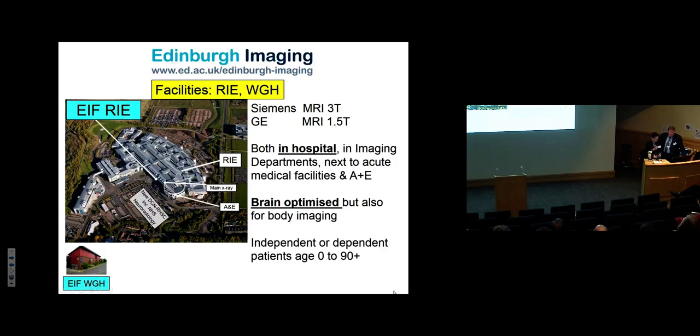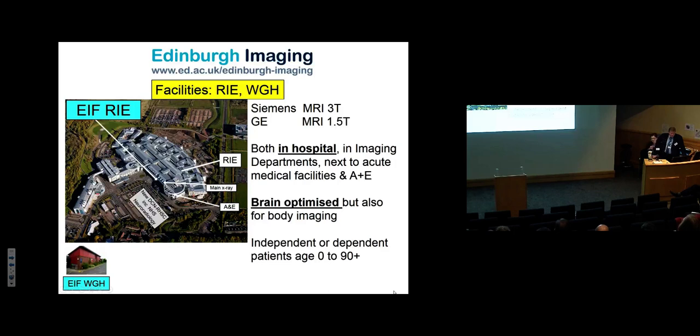This tells you a little bit more about the other recent acquisition, which is the installation of a state-of-the-art 3T MR scanner in the hospital, right next to the A&E department. It's in the imaging department, which means it has immediate access to all of the radiological resources, and it runs on a similar model to the system which has been at the Western General for approaching 20 years, also sitting in the neuroradiology department.